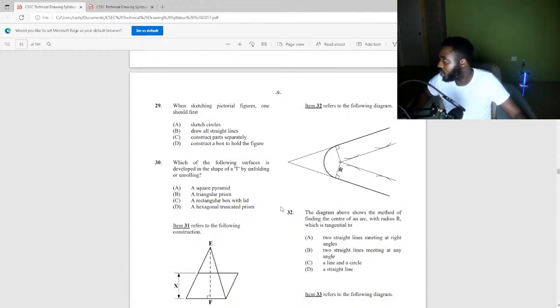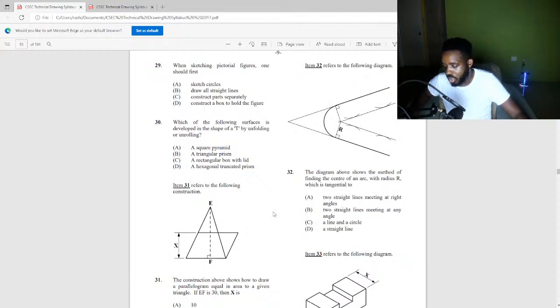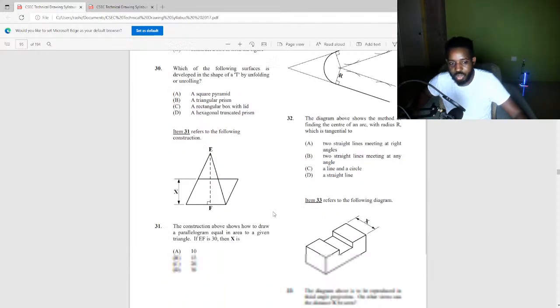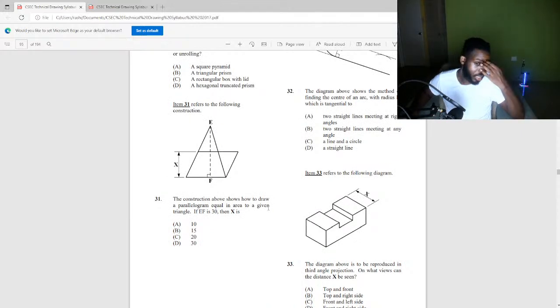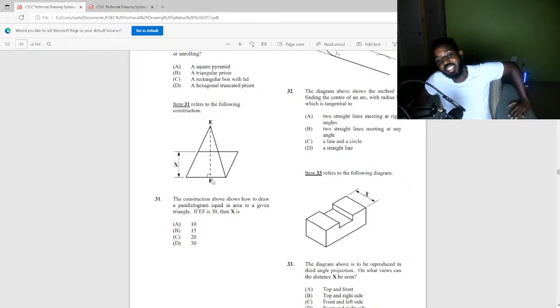All right, number 30. Number 31 says here, the construction above shows how to draw a parallelogram equal in area to a given triangle. If EF is 30, then X is what? If EF, from here to here, is 30, what's the length of X? What is the length of X?